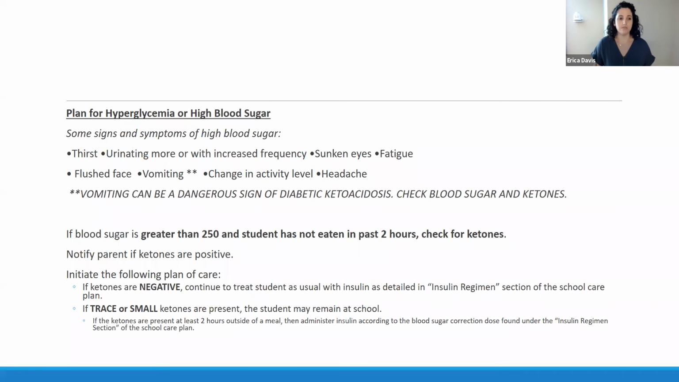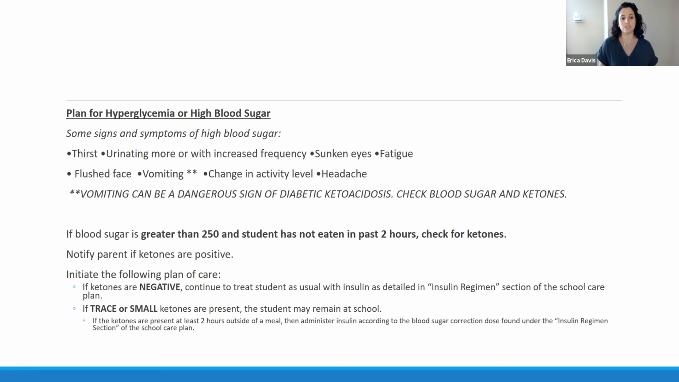So if you are checking for ketones, blood sugar greater than 250, 2 hours out of the meal, if ketones are negative, then we're just not going to worry about rechecking ketones or rechecking blood sugar. We're just going to treat that student as usual with that insulin and the insulin regimen. If it's mealtime, if it's not mealtime, we're just going to continue on our way because we don't want to do anything extra if we don't have those ketones.